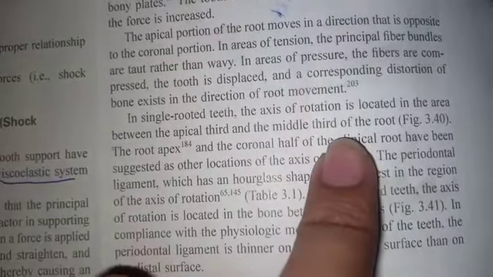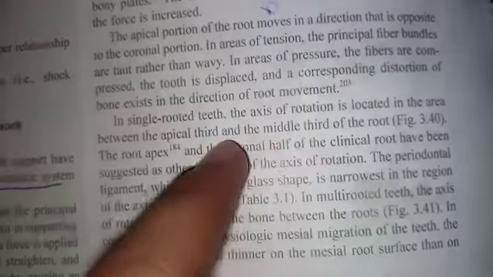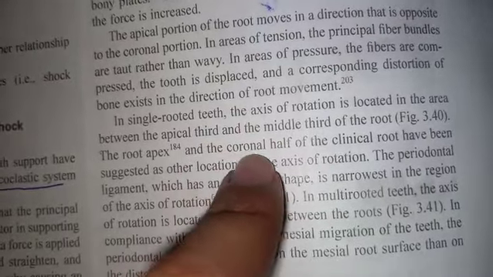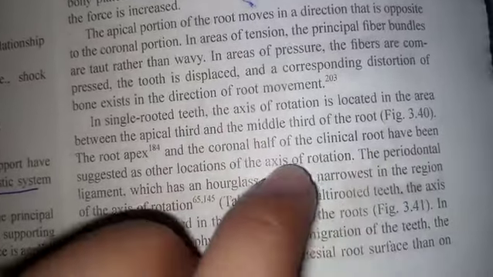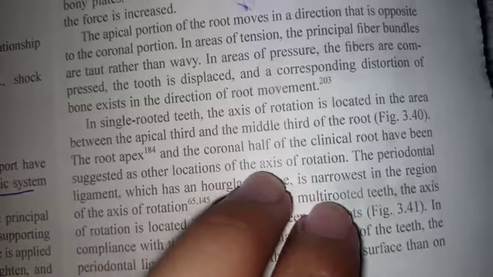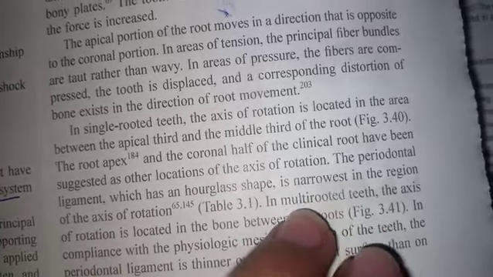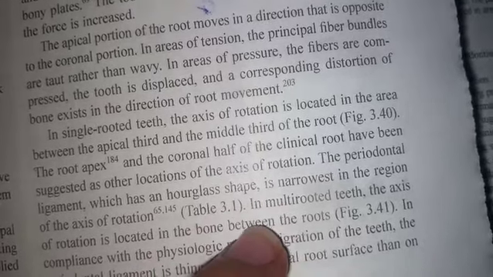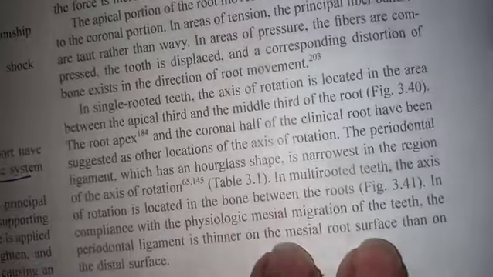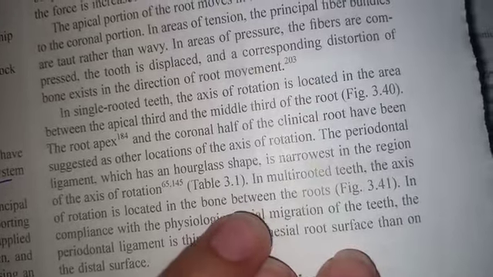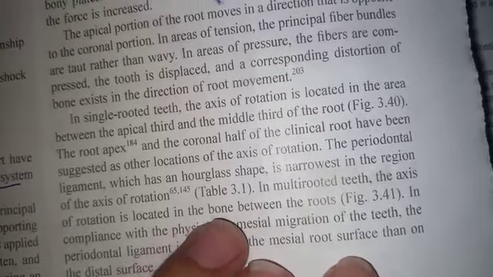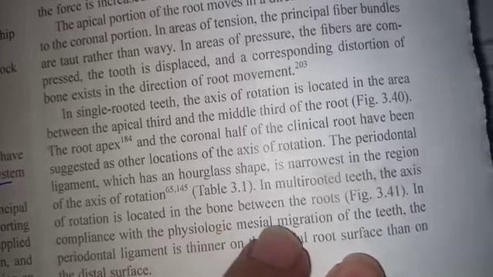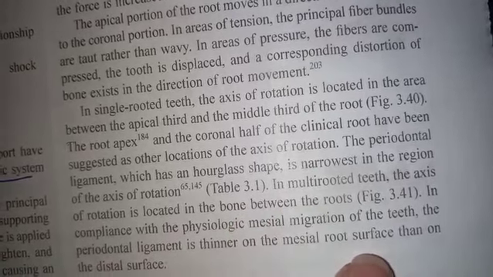Now, the root apex and the coronal half of the clinical root have also been suggested as other locations of the axis of rotation. The PDL, which has an hourglass shape, is narrowest in the region of the axis of rotation. In multi-rooted teeth, the axis of rotation is located in the bone between the roots.